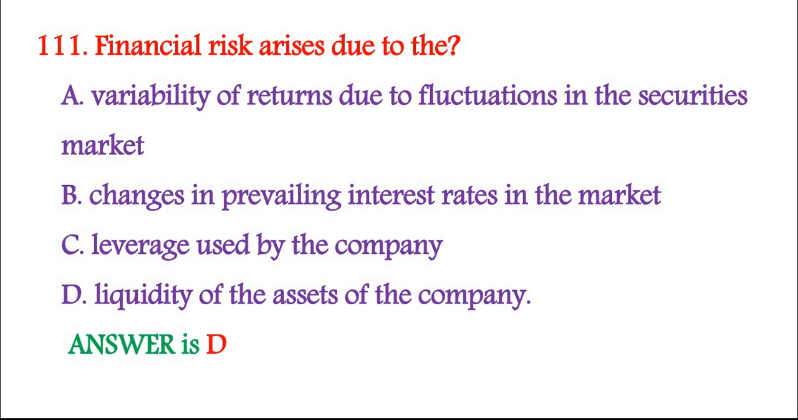111. Financial risk arises due to the A. Variability of returns due to fluctuations in the securities market. B. Changes in prevailing interest rates in the market. C. Leverage used by the company. D. Liquidity of the assets of the company. Answer is D.